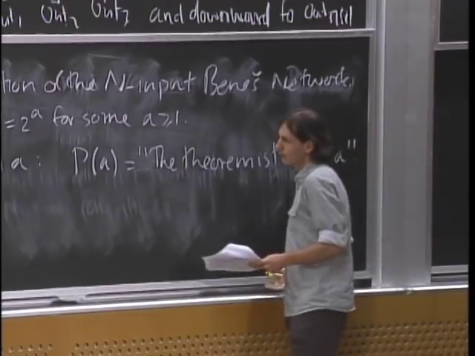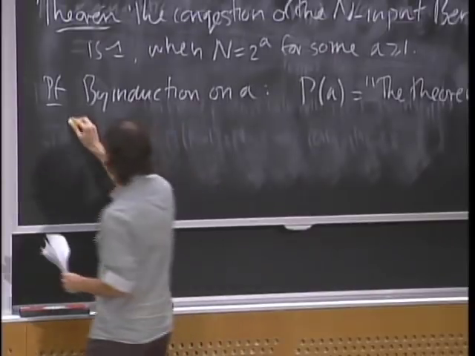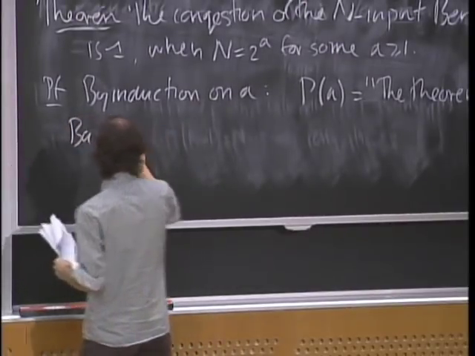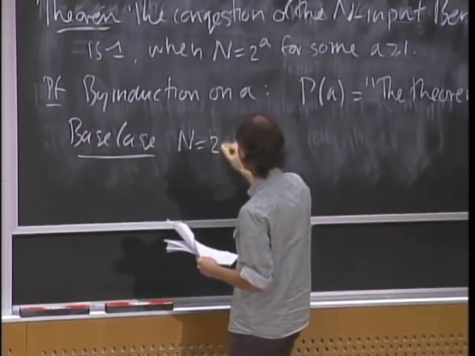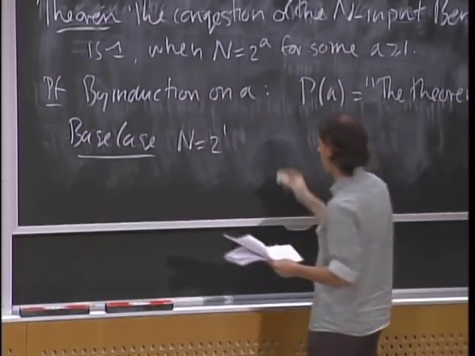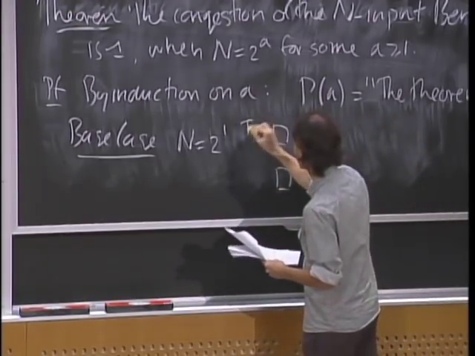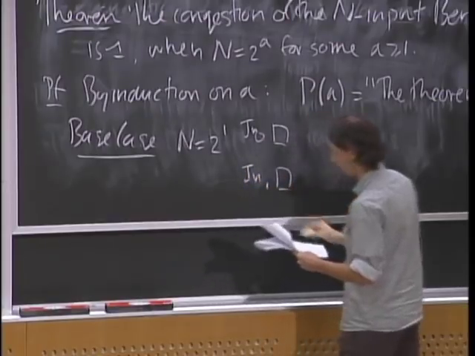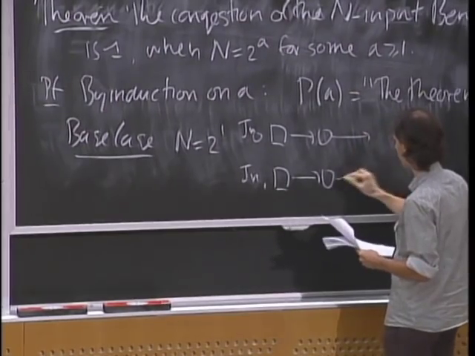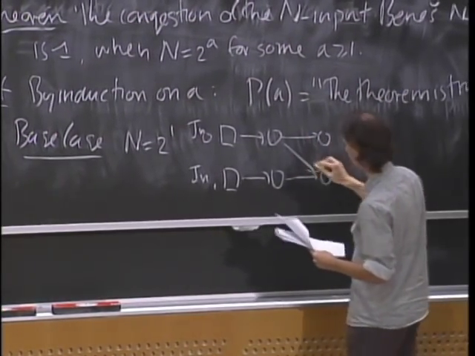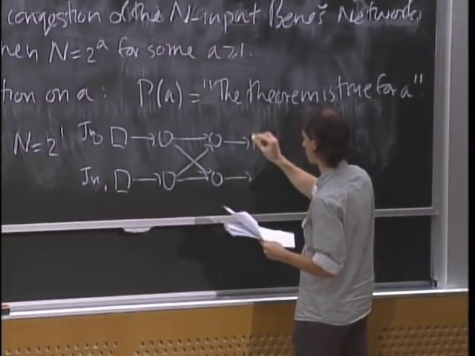Okay, now let us do the base case. We always start with the base case, and that should be pretty easy, because this is the most basic Benes network. So n equals 2 to the power 1. We essentially have two inputs, an input 0 and an input 1. They are connected to these switches over here that can either forward them or can cross them over, and then they go directly to the output.